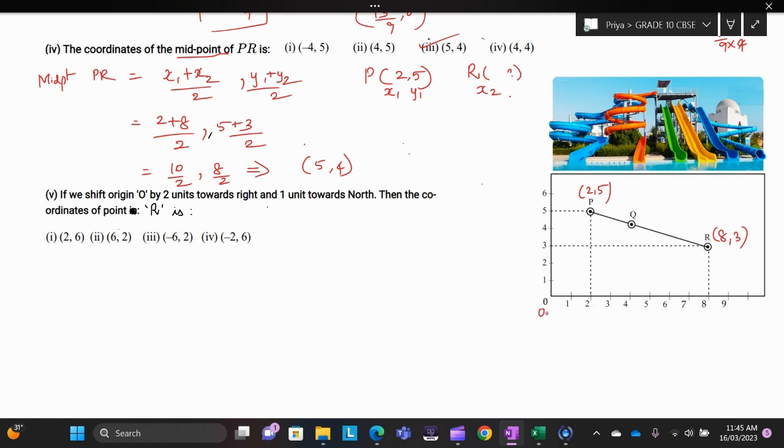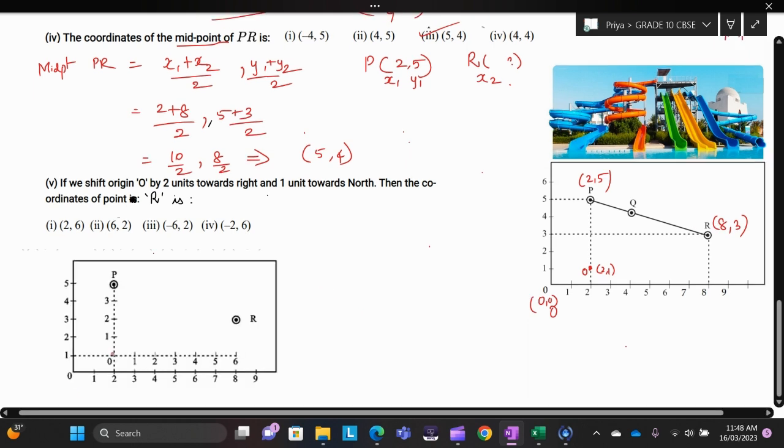The last subpart: if you shift origin O by 2 units towards right and 1 unit towards north, the origin is (0, 0), it lies here. I'm going to shift this origin O 2 units towards right and 1 unit towards north, right? So the origin is going to be here, (2, 1). Then the coordinates of a point R is. Now I need to relate with this new origin what will be the coordinates of the point R.